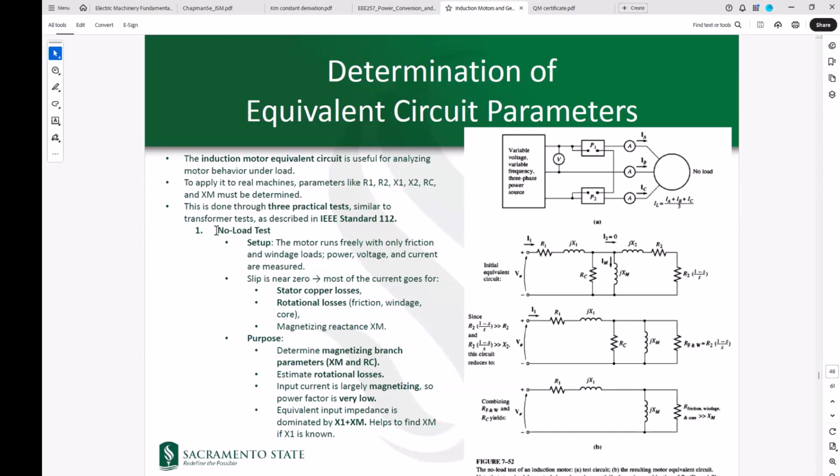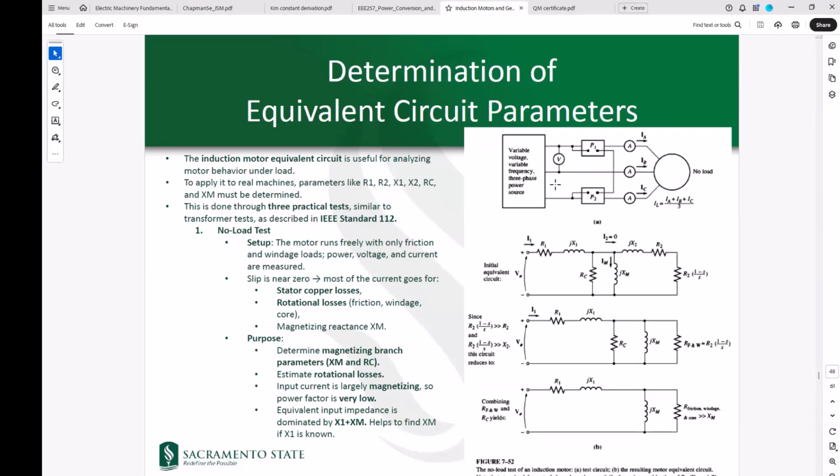What we want is to estimate R1, X1, R2, X2, RC, XM, all of these parameters associated with the induction motors. This is done through three practical tests, as described in IEEE Standard 112. The no-load test, the setup is based on this. You have basically the motor running freely with only friction and windage loads.